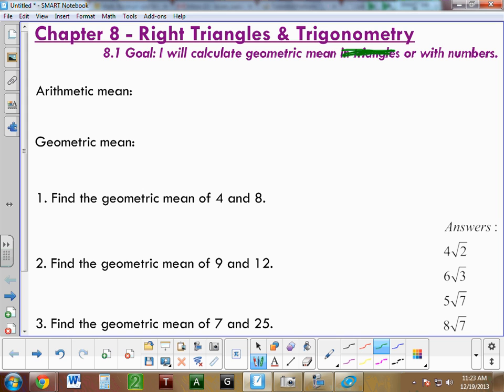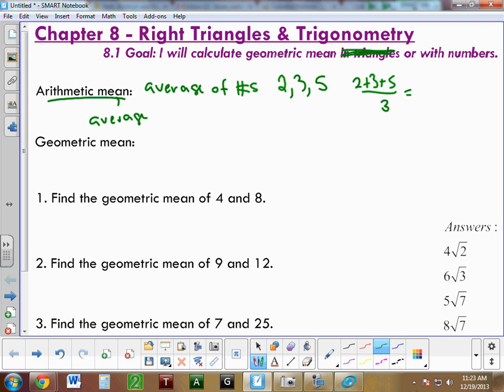So to tell you the difference between arithmetic mean and geometric mean, arithmetic mean is what you've used as mean before. Mean meaning average. So an arithmetic mean is just the average of all the numbers. If I wanted to take the average of 2 and 3 and 5, I would add 2 plus 3 plus 5 divided by 3. 5 and 5 is 10. 10 divided by 3 comes out to something like 3.3. So that's how you find the average with arithmetic mean.